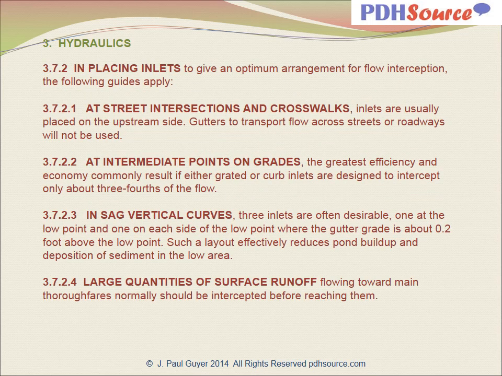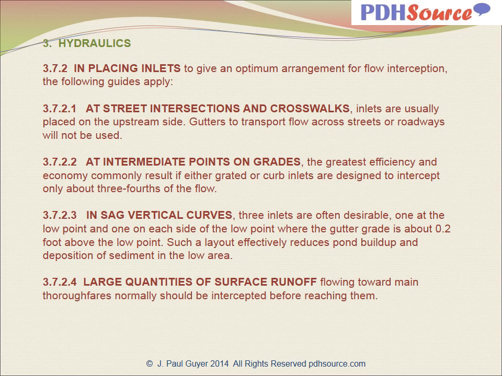In placing inlets to give an optimum arrangement for flow interception, the following guidelines may apply. At street intersections and crosswalks, inlets are usually placed on the upstream side. Gutters to transport flow across streets or roadways are not desirable. At intermediate points on grades, the greatest efficiency and economy commonly result in either graded or curb inlets designed to intercept only about 3/4 of the flow.